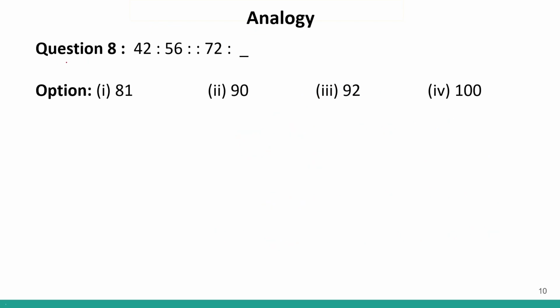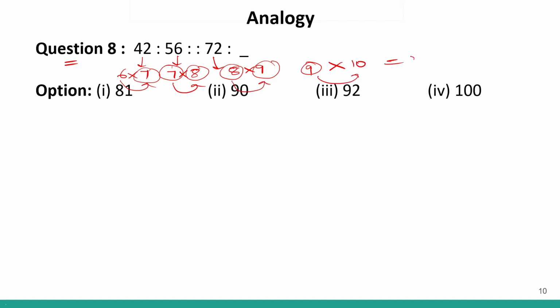Clear? Question number 8. We have 42 and 56 and 72. So 42 clearly can be written as 6 into 7, and 56 can be written as 7 into 8. 72 can be written as 8 into 9. So can you see? 6, then 7 was common, then 8 was common. So now we will have 9 common. And the next term, so 6 then 7, 7 then 8, 8 then 9, 9 and then 10. So it will be 9 into 10, which is equal to 90. 90 will be the answer, and 90 is given in option number 2. So option number 2 will be the correct answer to this question. Clear? Option number 2. Okay.